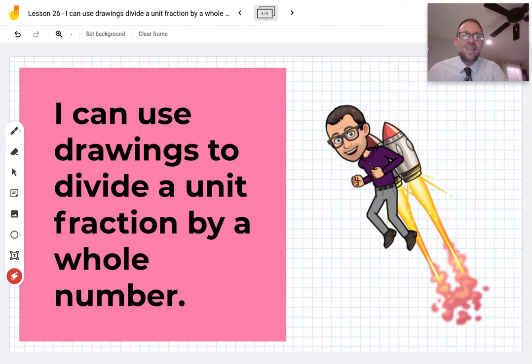Our learning target today is I can use drawings to divide a unit fraction by a whole number. The work you're about to do, the practice work, is exactly like the work we've just been doing together. But if you need help, let me know. I'm ready to work with you. Let's get to it.